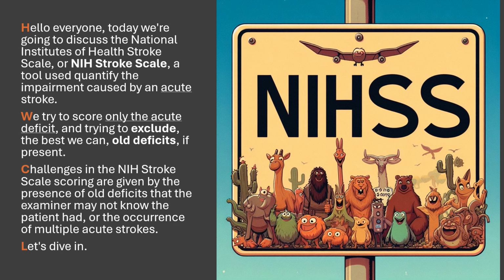We try to score only the acute deficit and try to exclude, as best we can, old deficits, if present. Challenges in NIH Stroke Scale scoring are given by the presence of old deficits that the examiner may not know the patient had, or the occurrence of multiple acute strokes.